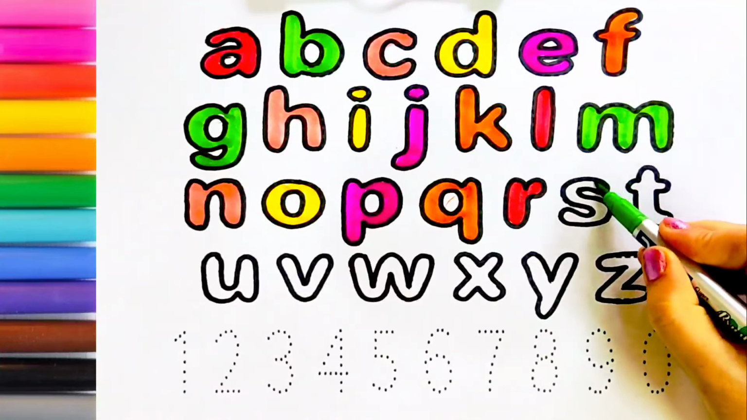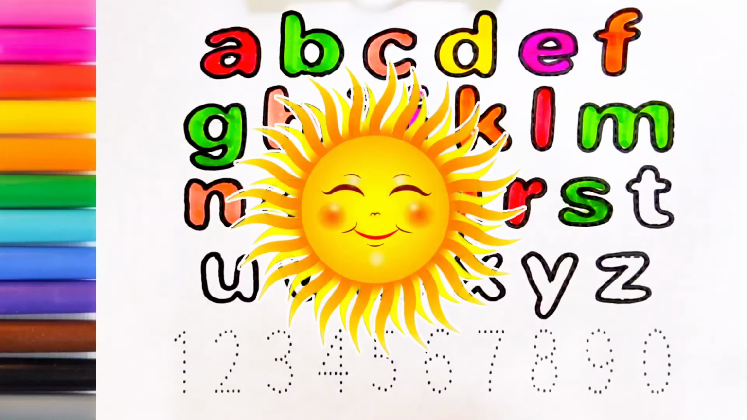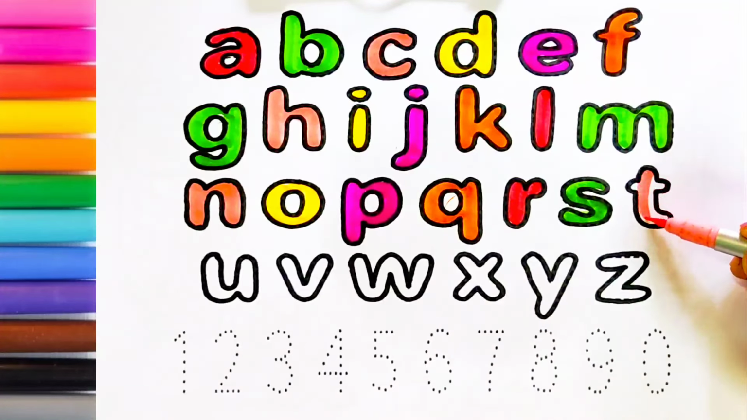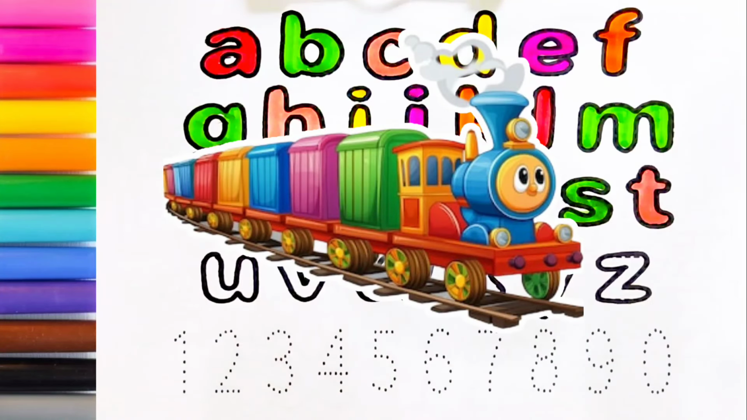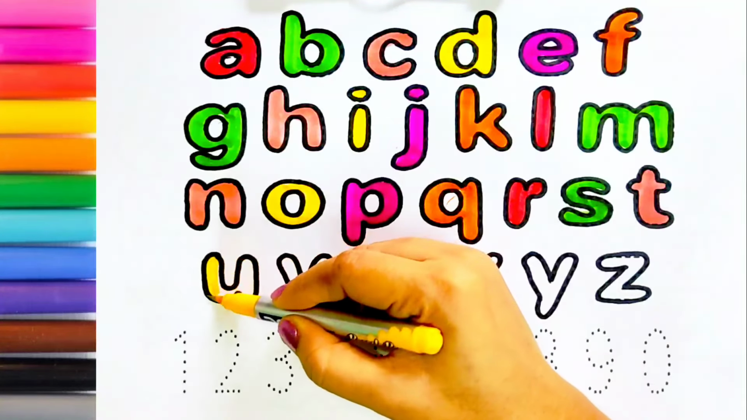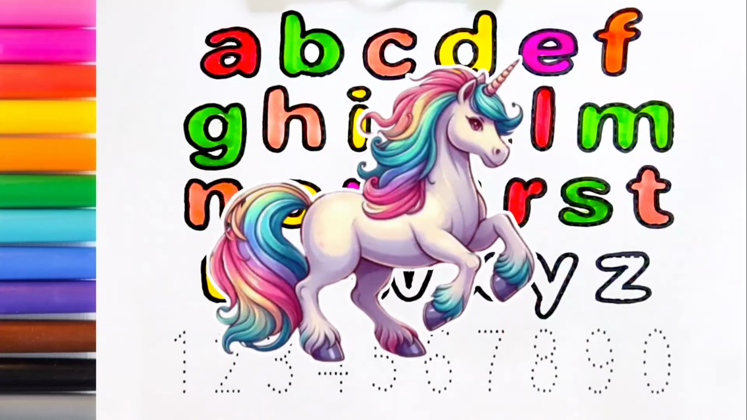Light green color S. S for sun. Peach pink color T. T for train. Yellow color U. U for unicorn.